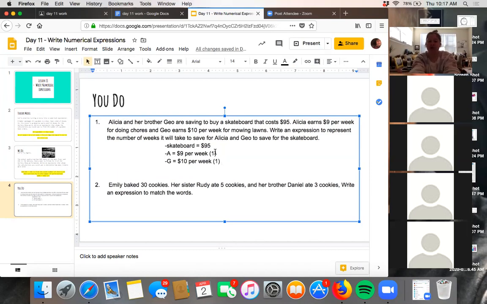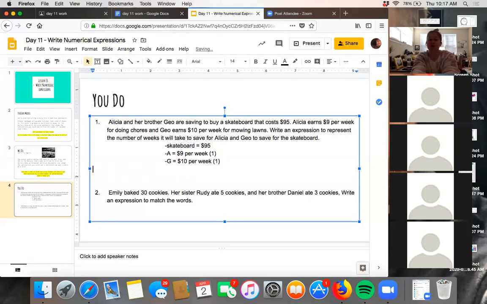So then my brain started thinking, well, what would I do first if I wanted to solve this problem? And the first thing I would do is I would want to know how much Alicia and Gio make together in 1 week. So if I'm wanting to figure out what they work together, I'm going to add it. And since it's the first thing I want to do, I'm going to use parentheses. So I did 9 plus 10 in parentheses. That's going to equal how much they make in 1 week.